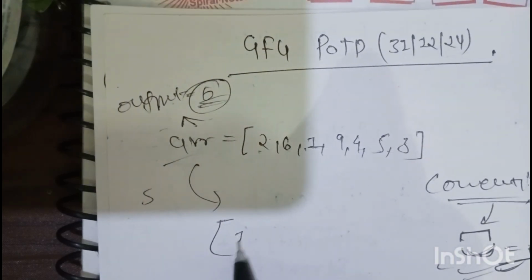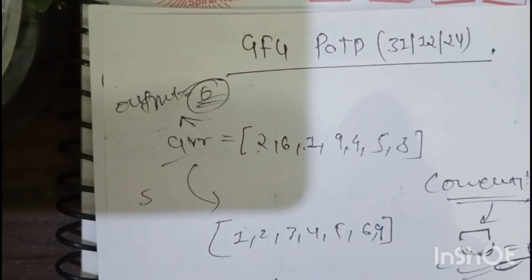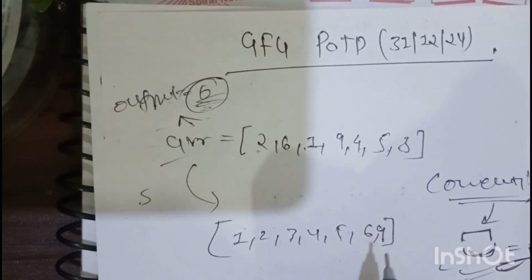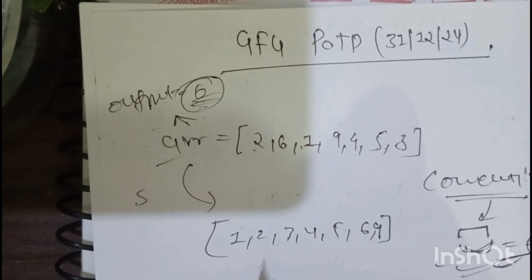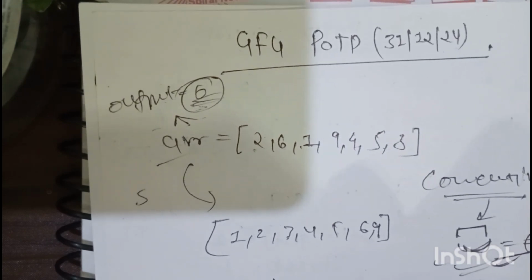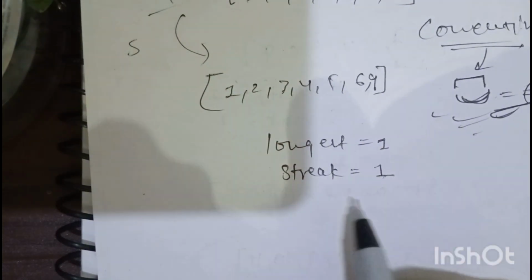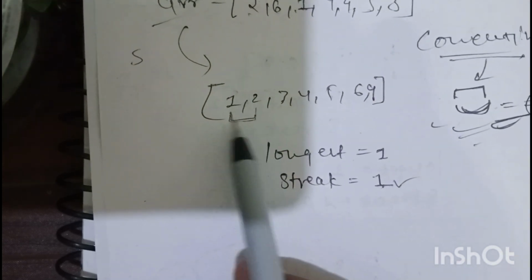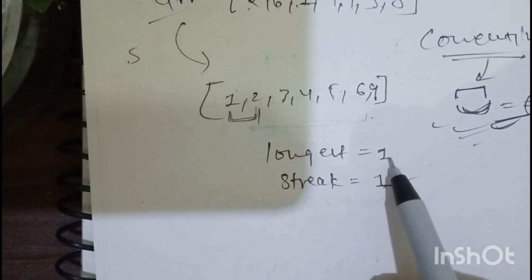After sorting, this will become 1, 2, 3, 4, 5, 6, and 9. Now take two variables: one is longest, which stores the final output, the longest consecutive subsequence, and one is streak, which stores the current streak of your subsequence. You have to initialize these two with 1. Why? Because you are checking the difference between pairs, and for efficient counting of all the numbers, you initialize it with 1.